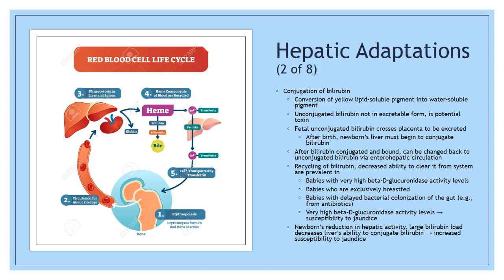Newborns who have a reduction in their liver activity, large bilirubin loads, and a decreased ability to conjugate that bilirubin are at an increased susceptibility for jaundice. And if we can't get rid of the bilirubin that is stored up in their blood, they can end up with crystallized areas of that bilirubin in their brain, and they will end up with brain damage, which is called kernicterus.